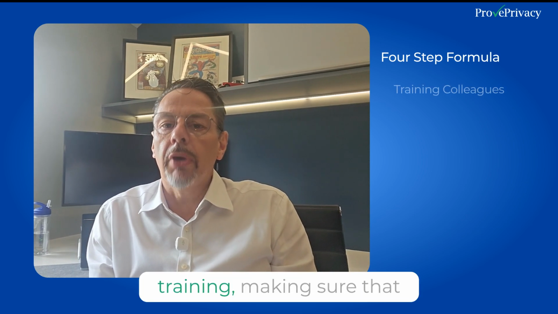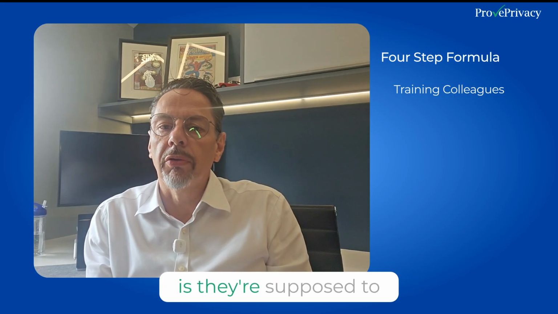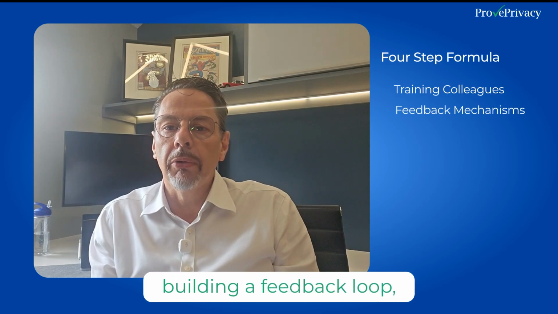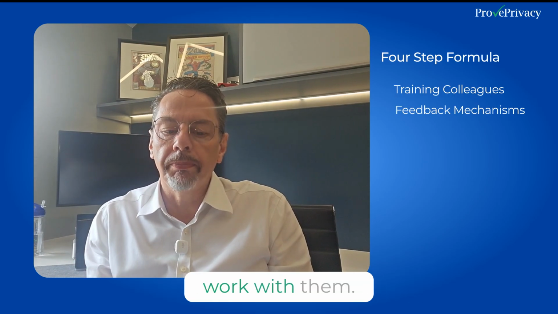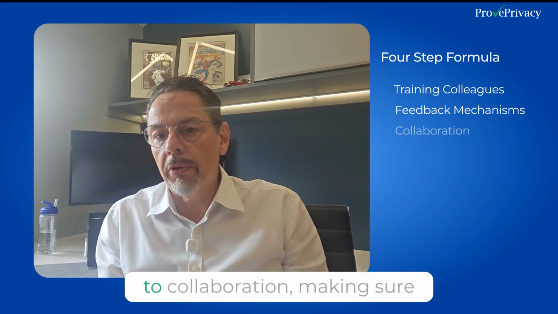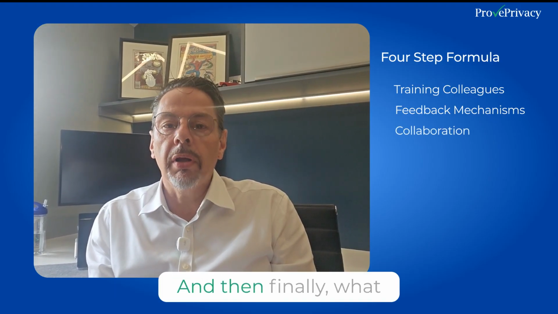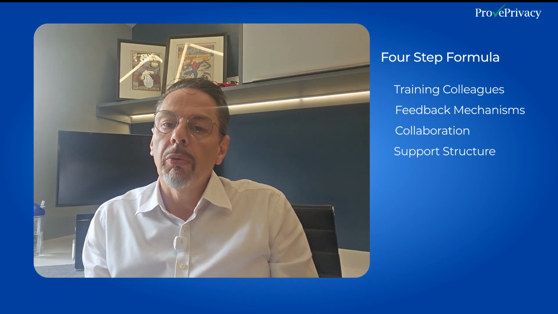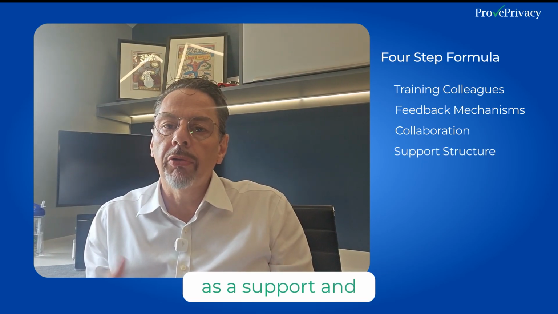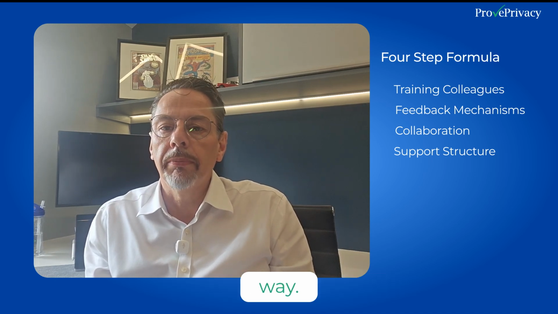The first one is training, making sure that everybody understands what it is they're supposed to be doing. The second one is building a feedback loop, making sure that you understand and you've told them and you can work with them. Then it comes down to collaboration, making sure that everybody works together. And then finally, what we're also looking at is a support structure where people see you as the support and you rely on them for support and build a culture that way.